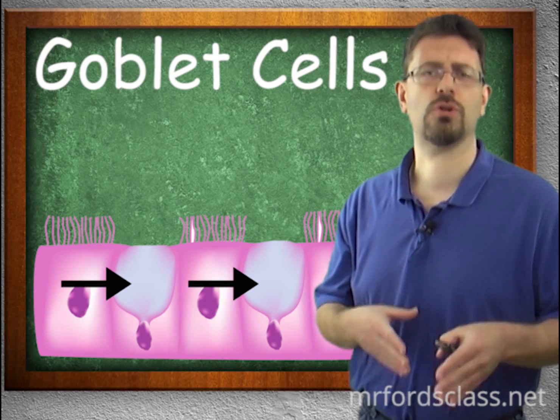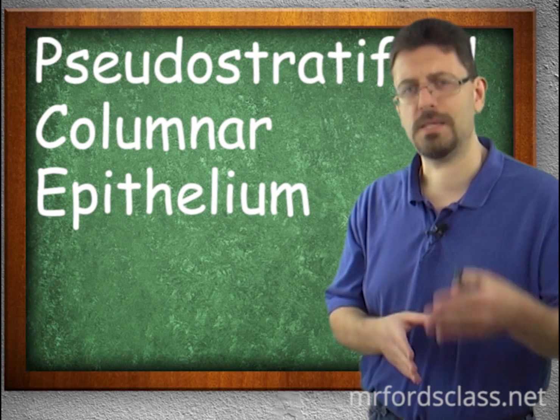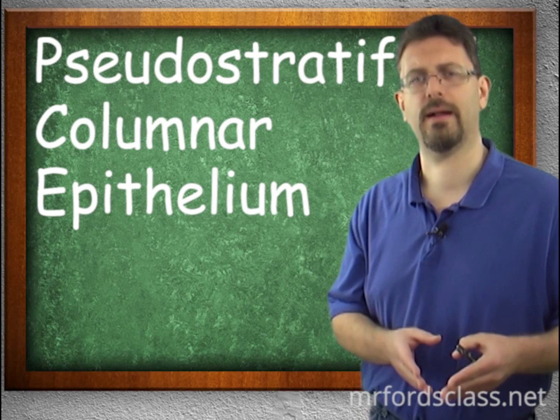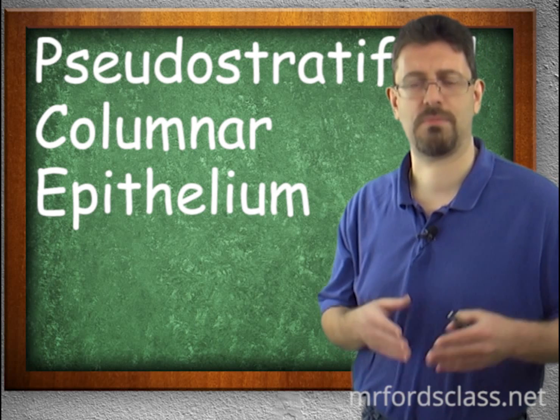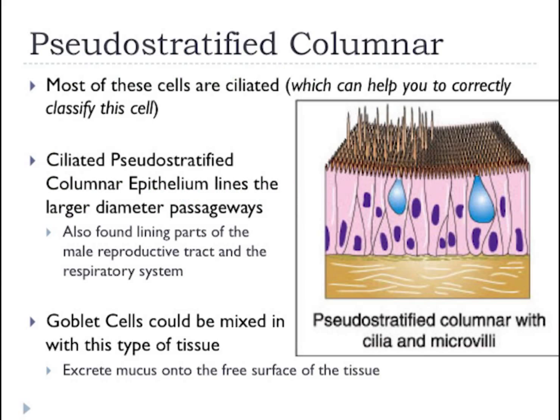Then we have pseudostratified columnar epithelial tissue. So pseudostratified, again, this word means it looks like there's more than one layer, but in fact everything touches the basement membrane, and columnar, column shape. Most of these cells are ciliated, which could help you identify them on a tissue sample or tissue slide. The ciliated pseudostratified columnar epithelium lines the larger diameter passageways. They are also found lining parts of the male reproductive tract and the respiratory tract. And again, we also have goblet cells located here.